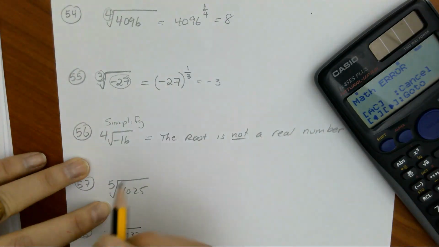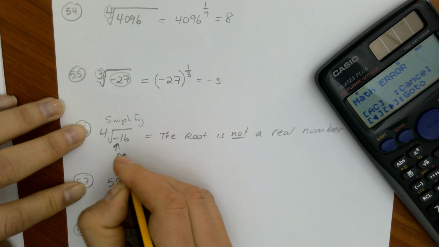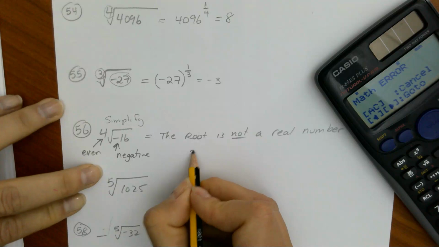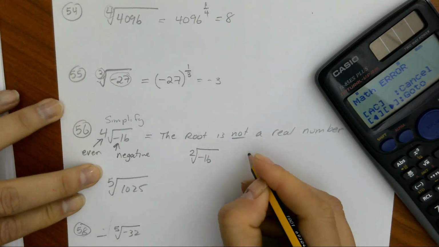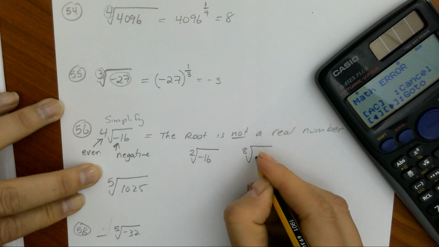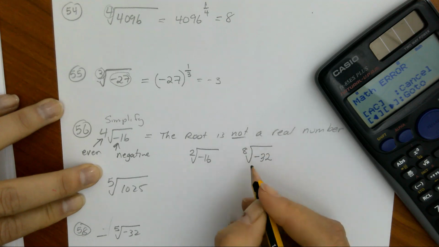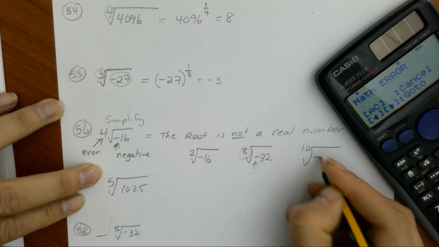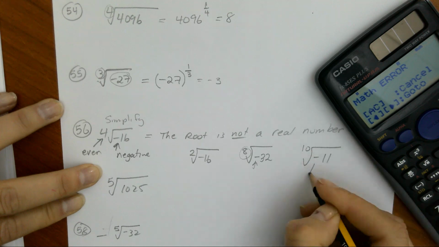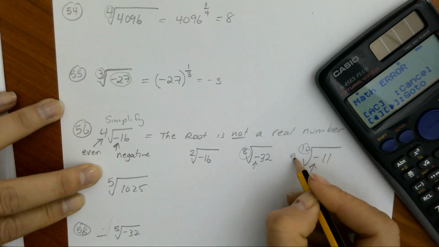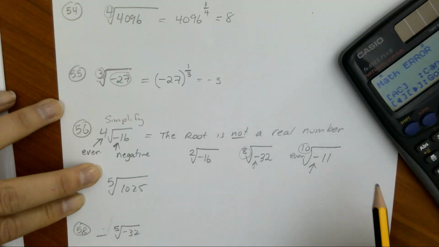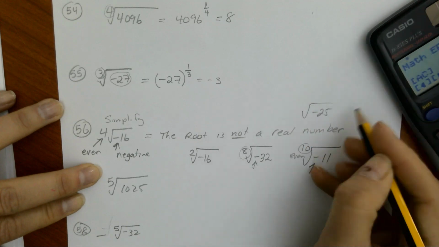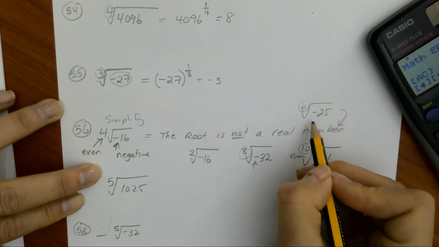Okay. Now when does this happen? When you have a negative here and you have an even number here. So it will happen when you have something like this. 8 is an even number, and maybe you have negative 32, because this is negative and this is an even number. You can have it when you have 10, negative, I don't know, 11. As long as this is a negative number and this is even, then it's always going to be not a real number. So if I go square root of negative 25, same, because this is a 2, an even number, and this is a negative.